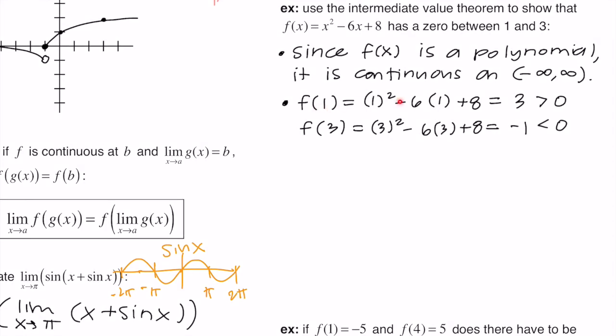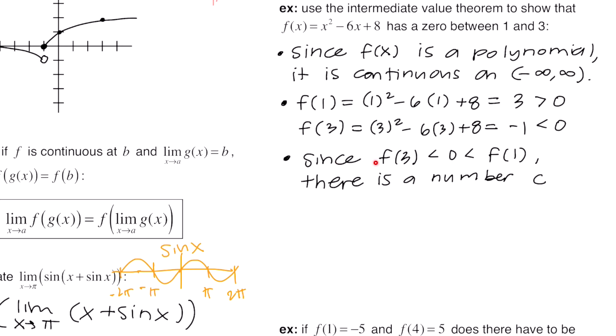So since one of our N values is positive and one is negative, our next statement is going to point that out. So the negative value was f of 3. So since we know that one N value is negative and one N value is positive, we know that there is now a number c in the open interval from 1 to 3.